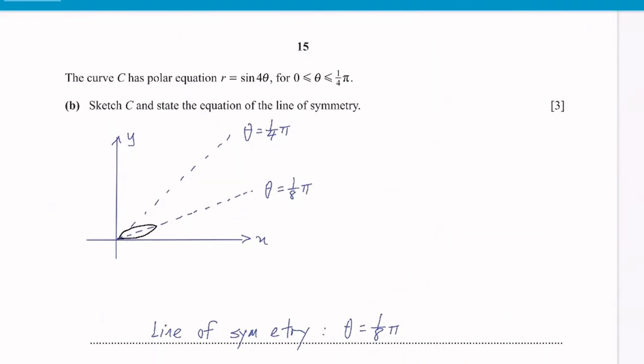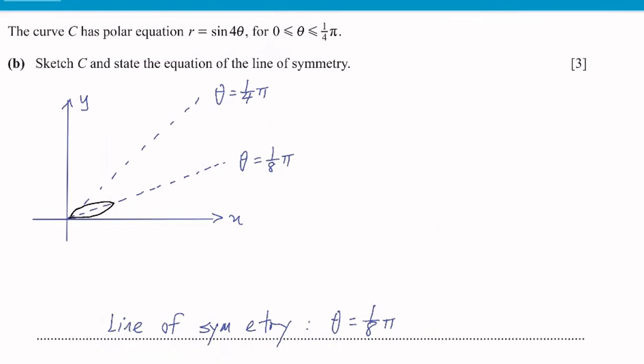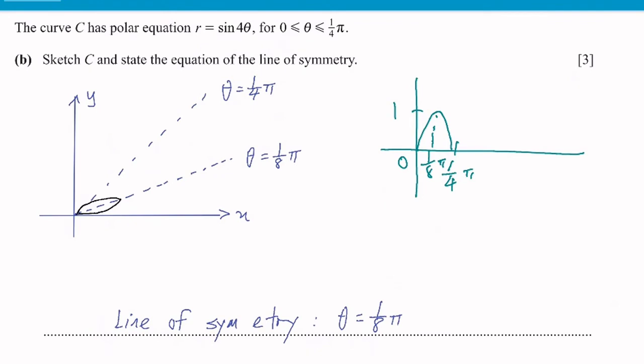Okay, so part B is to sketch the polar equation that has this function, where theta is from 0 to 1 over 4 pi. So we need to sketch the curve C and state the equation of the line of symmetry. For sine 4 theta, as we look at the trigo graph of sine 4 theta, it looks like this from 0 to 1 over 4 pi. And this value here is 1 over 8 pi, and we know that this is the highest value, which is 1 here. So we know the line of symmetry would be theta equals 1 over 8 pi.